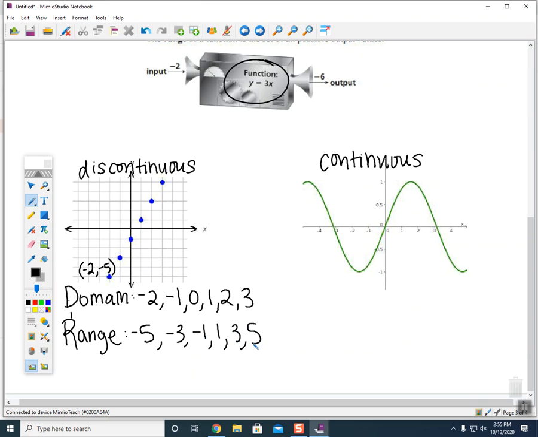In this example, if I'm asking for domain and range, this is what I expect you to write. My domain, I'm just listing it out. My range, I'm listing it out. That's all I'm asking you to do, is to identify what are all of my possible x values and what are all of my possible y values.